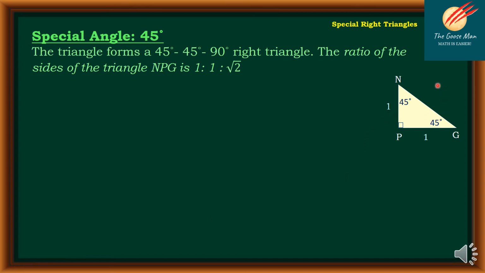Now to derive that square root of 2, we will use the Pythagorean theorem such that NG squared, so that is the square of the hypotenuse, is equal to the sum of the squares of the legs. So we have NP squared plus PG squared. Now, if we take the square root of both sides of the equation, we have the square root of NG squared is equal to the square root of NP squared plus PG squared.